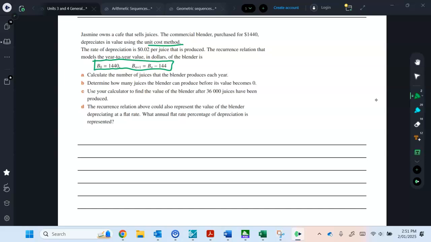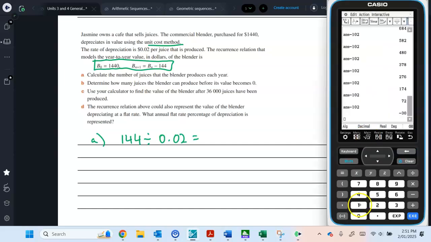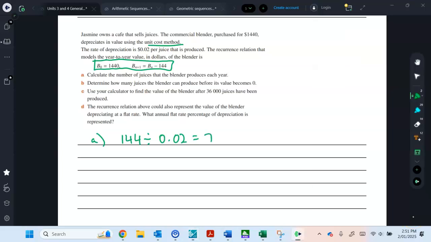So calculate the number of juices that the blender produces each year. All right, so we've got it going down by 144. So we just need to divide that by 2 cents. So 0.02. Go back to your main screen, 144 divided by, oops. All right, so we've made 7,200 juices. It's quite a lot, isn't it? Well done, Jasmine.